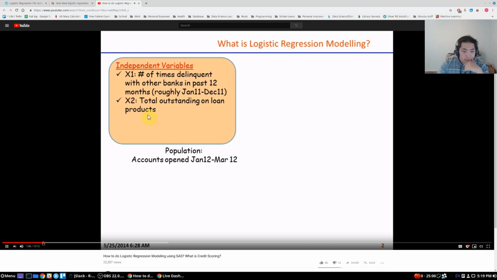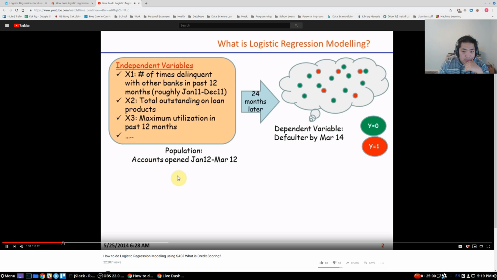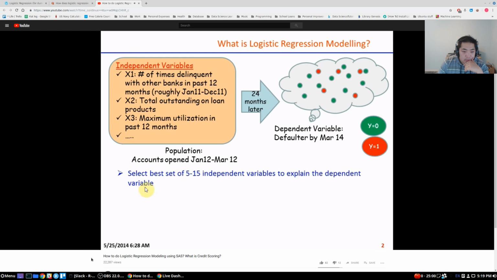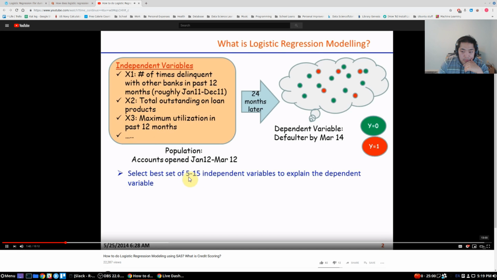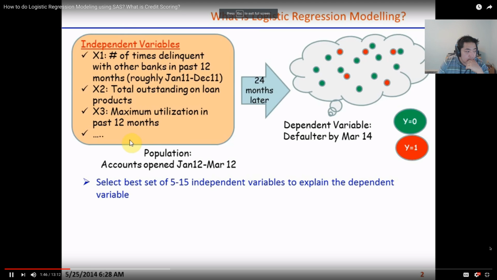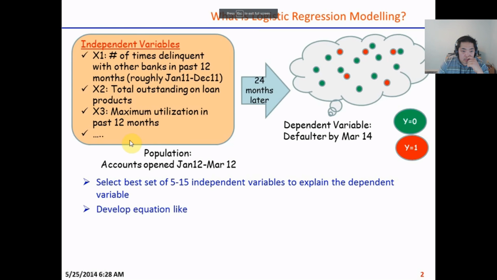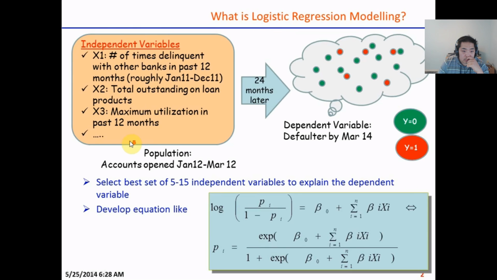Now, at the time of modeling, in reality it is all about selecting 5 to 15 independent variables from a huge list of variables, and then developing an equation like this where you are taking the log of probability of 1 divided by 1 minus probability of 1, meaning the probability of 0. So it's actually the log odds: log of probability of 1 by probability of 0.